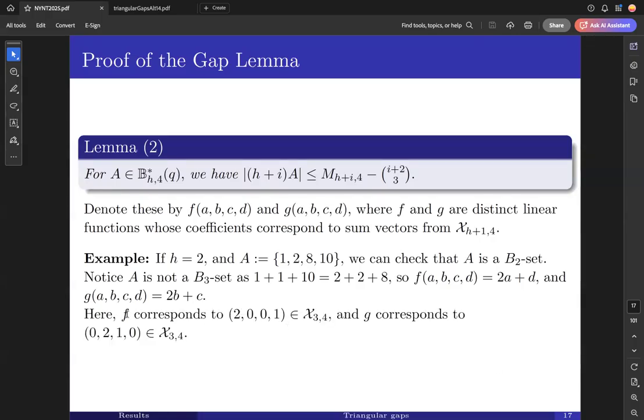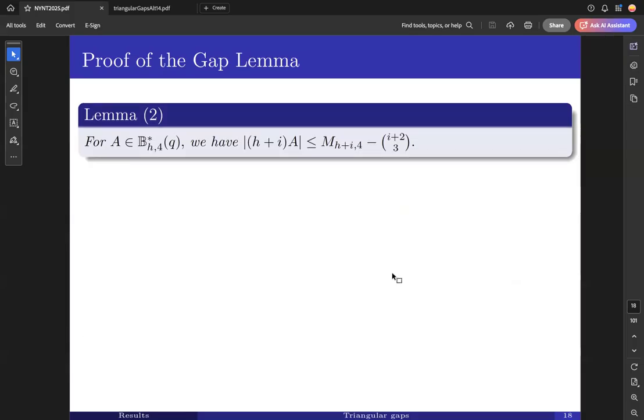So F here would correspond to the sum vector (2, 0, 0, 1), and G would correspond to the sum vector (0, 2, 1, 0). And so you can see if I treat this set written this way like a vector, if I dot this vector with this vector, I get exactly this sum, and if I dot this vector with this vector, I get exactly this sum. So this is just to show you how the vector notation for iterated sum sets works, and what it means to have a collision: I've got two distinct sums that equal the same thing.